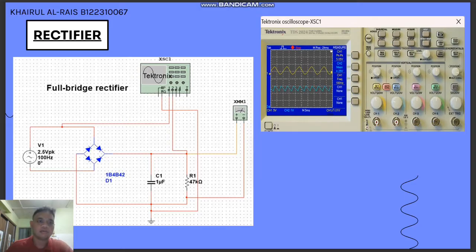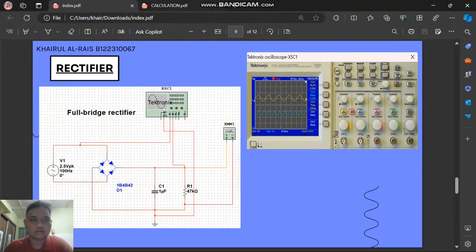Today I will demonstrate a full bridge rectifier circuit in Multisim and how to do the calculation for a rectifier circuit. First, for the full bridge rectifier, we use an AC power supply, diodes, a capacitor as a filter, and the resistor value is 47 kilo ohms. Next we go to the calculation.